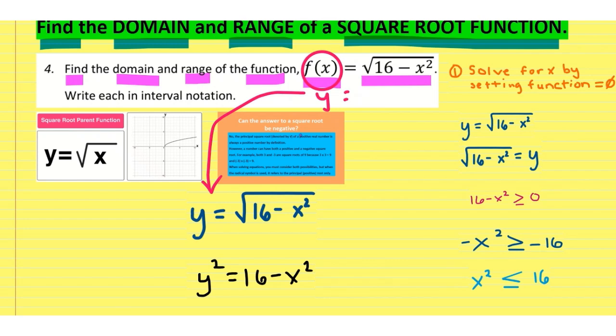So we're just going to use order of operations, and we're going to work this down. So how do I get rid of this radical that is around the 16 minus x squared? Well, I'm going to square it. Well, if I square one side, I also have to square the other side to make it balanced and equal. So the square root literally cancels out the square, and I'm left with this here. Y squared is equal to 16 minus x squared.